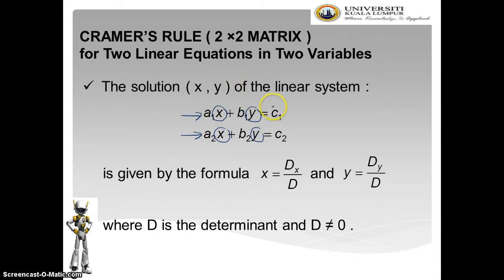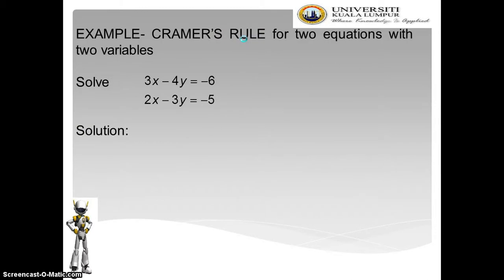We can solve it by using simultaneous equations, as previously in the class, with the substitution and elimination methods. But for Cramer's rule, we cover the matrix approach. It's given by the formula x equals Dx over D. What is D? D stands for determinant: the determinant of x and the determinant of y, divided by the whole determinant, where D should not be equal to 0. This is for 2 times 2 matrices. So we look at an example of Cramer's rule for 2 times 2.